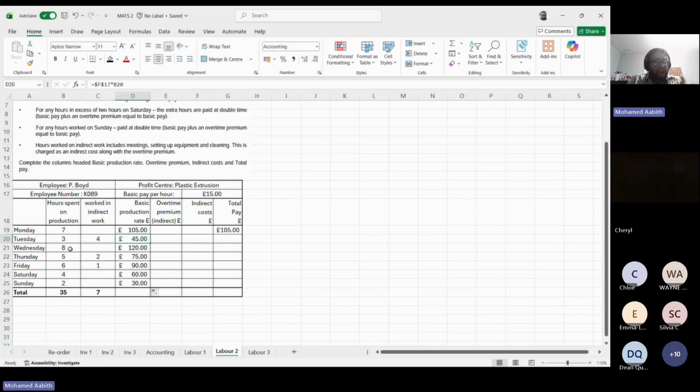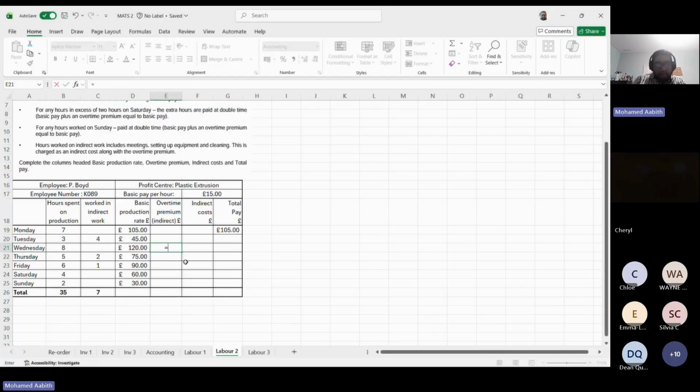But anything over 7 hours, you get premium of time and a half on a weekday and double time on Saturday. So we need to identify how those hours are going to work. Do I have any overtime premium here on Monday? No, it's nothing there. How about Tuesday? They work 7 hours. There is no overtime for them. On Wednesday, they have worked 1 extra hour.